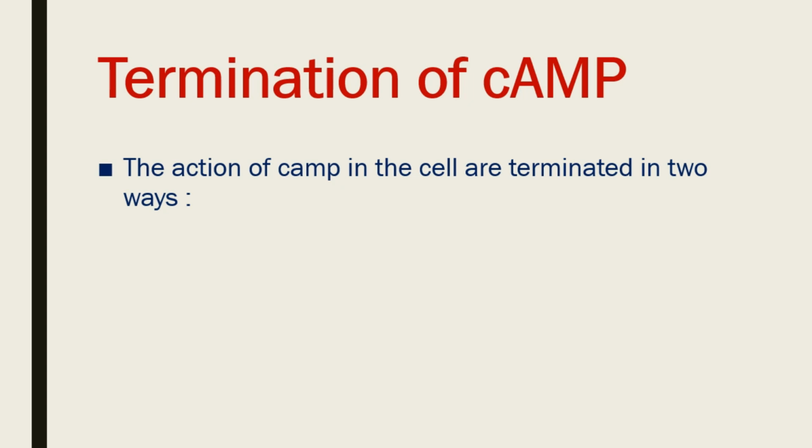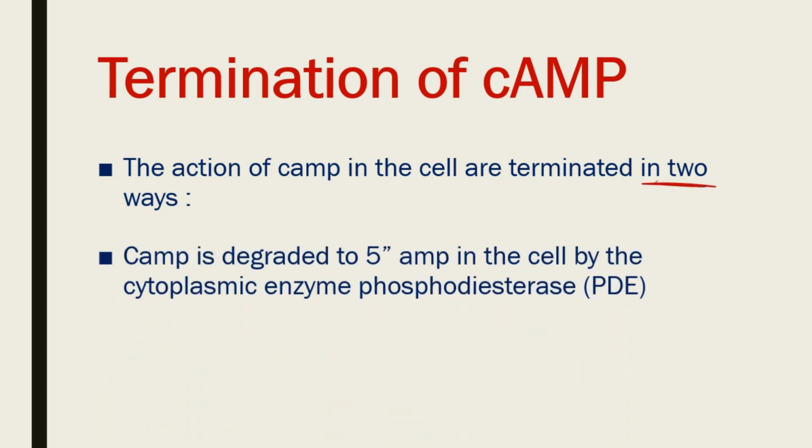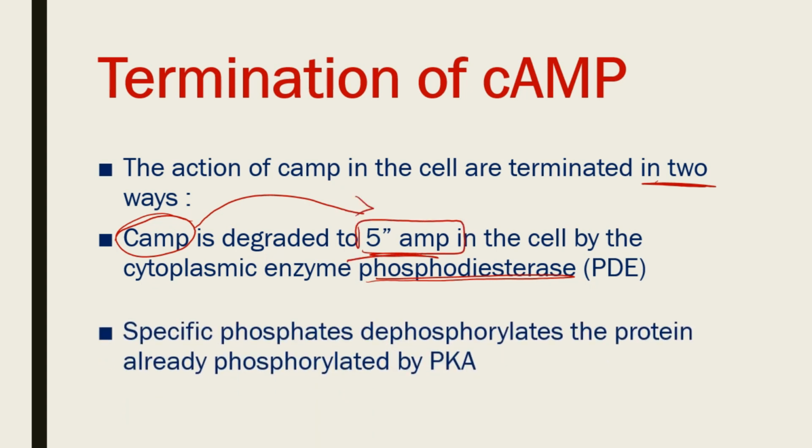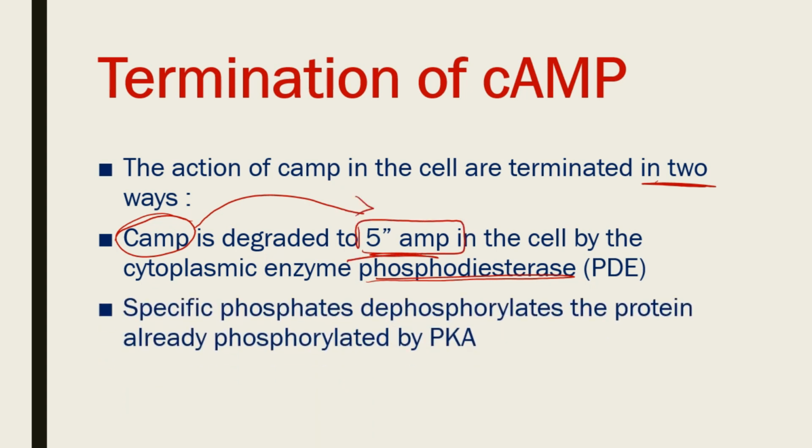So now we will see the termination of cyclic AMP. The action of cyclic AMP in the cell is terminated in two ways. Cyclic AMP is degraded to 5'-AMP in the cell by the cytoplasmic enzyme phosphodiesterase. So that means if in our cytoplasm we have the enzyme phosphodiesterase, then the cyclic AMP will be converted into 5'-AMP. And specific phosphatases dephosphorylate the protein already phosphorylated by the protein kinase A.